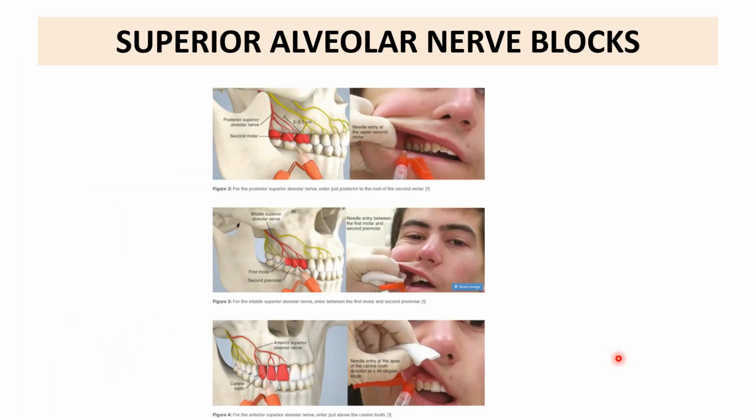So this is a diagrammatic representation of the distribution of the posterior superior alveolar nerve to the molars, the middle superior alveolar nerve for the premolars, and for the canine and incisor, the anterior superior alveolar nerve. And this is how the anesthesia is given for the posterior superior alveolar nerve block, the middle superior alveolar nerve block, and the anterior superior alveolar nerve block.